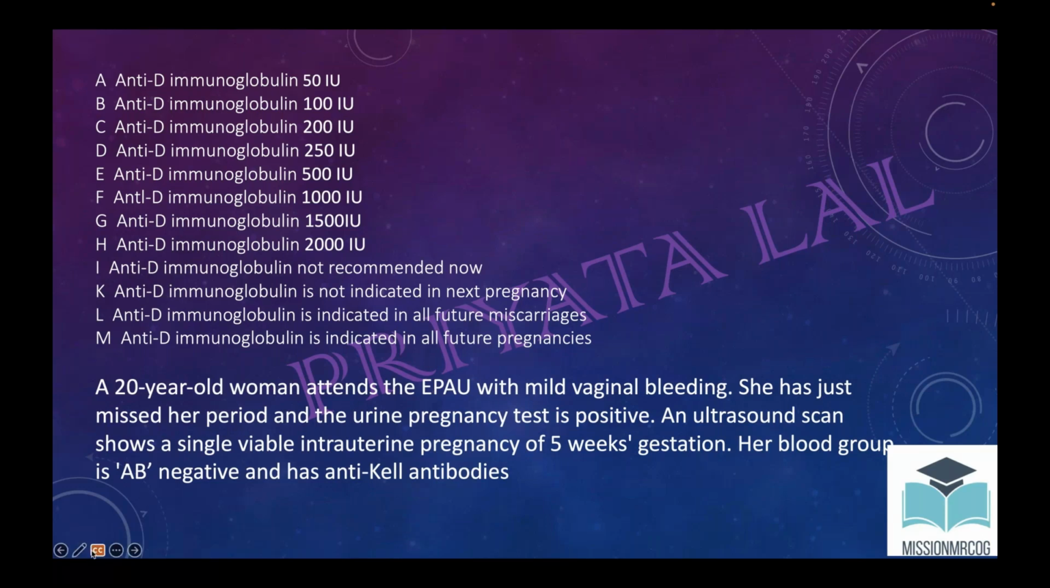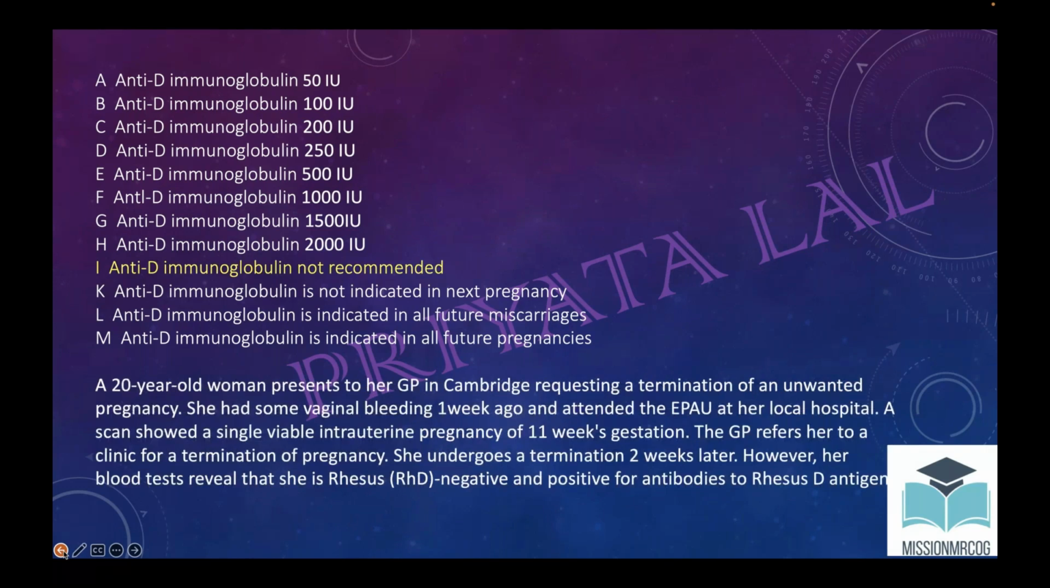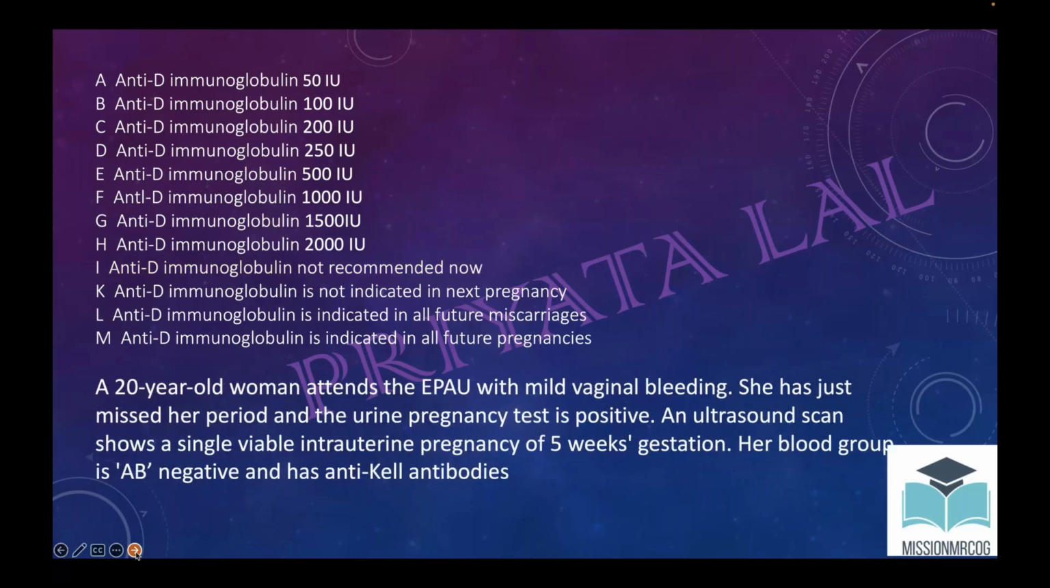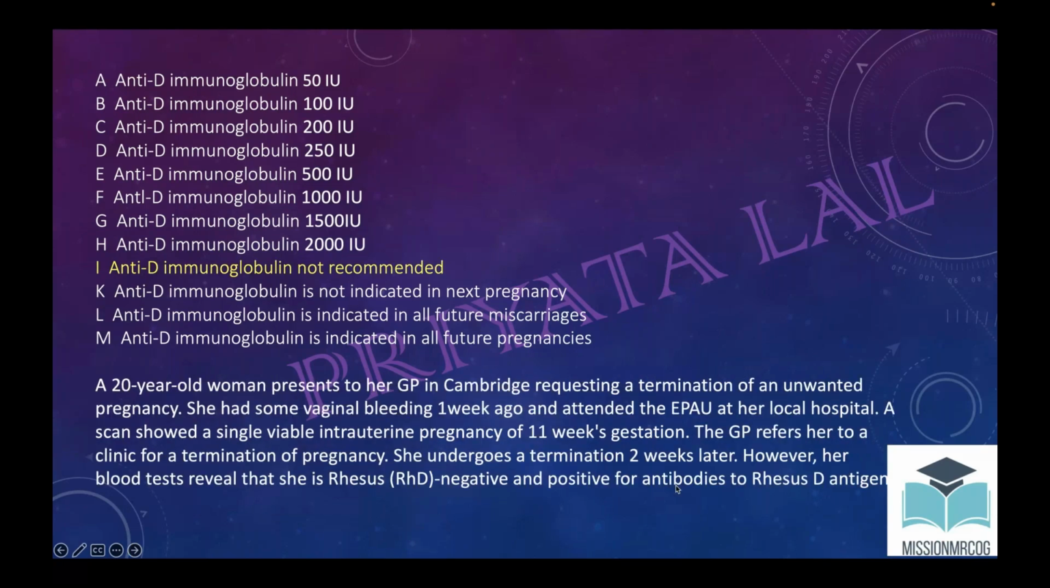Here, a single viable pregnancy of 11 weeks. The GP refers and she goes after 2 weeks. That means it's at 13 weeks she had termination. But she is already immunized. She has Rh anti-D antibodies. So at whatever stage she goes for termination, anti-D will not be required because she's already sensitized.